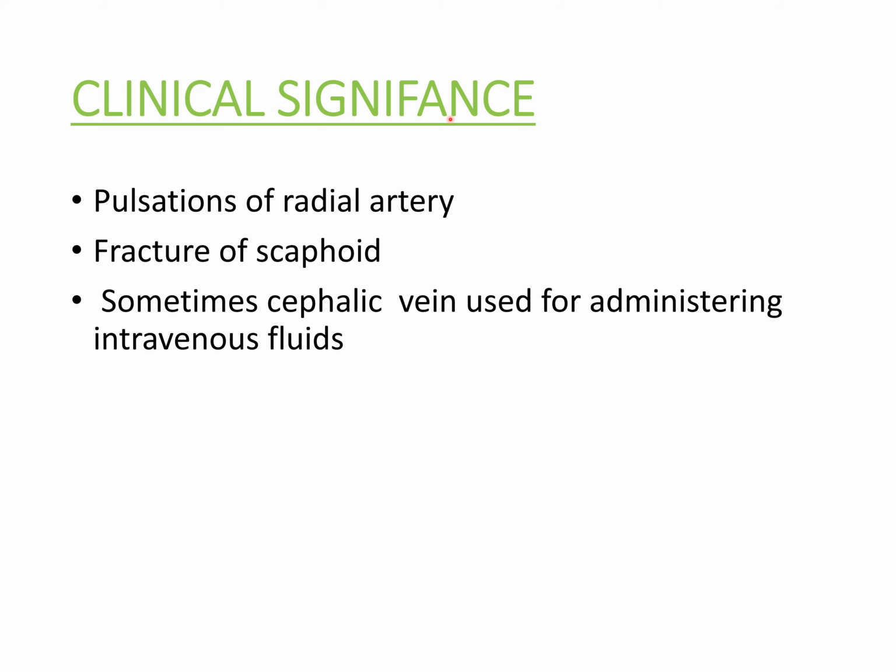Clinical significance of the anatomical snuff box. Number one, we have radial artery pulsation. So we can obtain the pulse of the radial artery by placing two fingers at the proximal part of the anatomical snuff box. The second one, we have the fracture of the scaphoid bone.